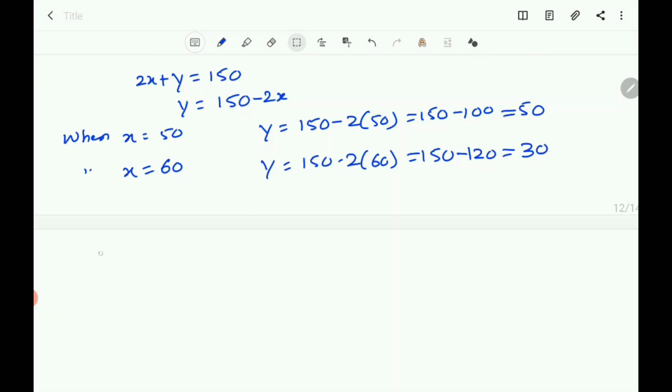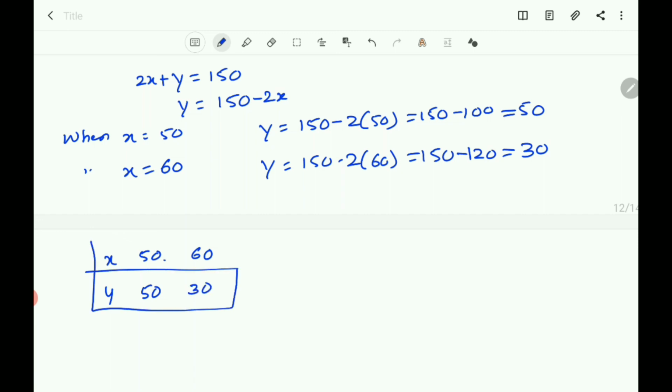Then you have the chart x, y. X values are 50 and 60. When x is 50, y is also 50. When x is 60, y is 30. So you got the 2 solutions for the second equation also. Now let us represent these 2 linear equations graphically.